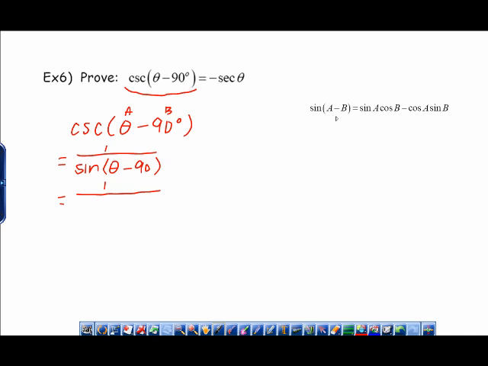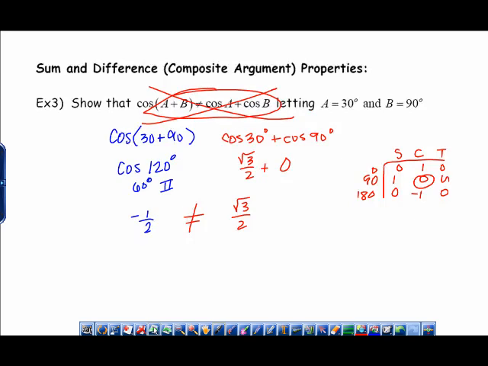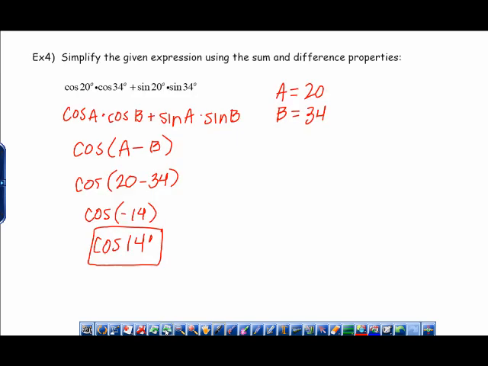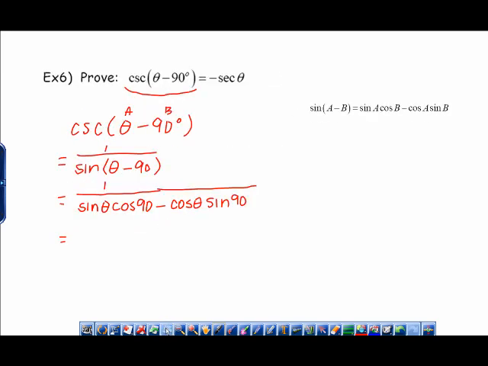Okay, so sine of A minus B, in this case A being theta, B being 90 degrees, is going to be equal to sine of A, or in this case sine of theta, cosine of B, cosine of 90, minus cosine of A, cosine theta, times sine of B, or sine of 90 degrees. Okay, so again, let's go back and refer to our OIO chart. That OIO chart's just going to haunt you forever. So sine of 90 is 1, cosine of 90 is 0, so let's take this back. And some of those you may have memorized as well.